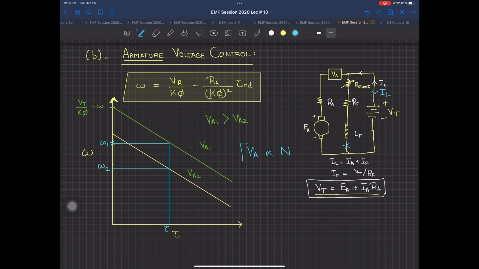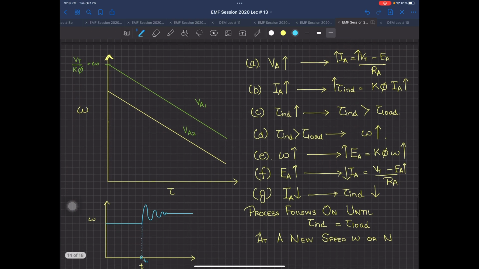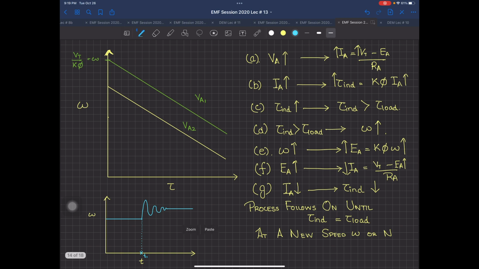So this means that with armature voltage control, by increasing the applied voltage on the armature, you can change the speed very easily. Now this is a very brief overview of armature voltage control. What actually happens inside a machine, just like we did for the field current control? You increase your VA. Since IA is equal to VA or VT, I'm using them interchangeably, because if it's separately excited it will be VT, and if it is a shunt you can call this VA. So this is VT minus EA divided by RA.